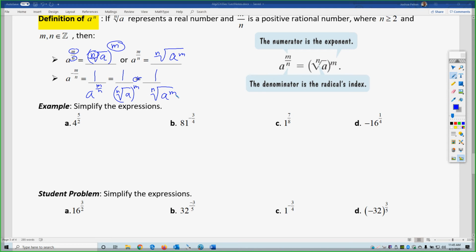Okay, so we go here, and if I rewrote this, it would be the square root of 4 to the 5th, or the square root of 4, to the 5th. I really don't want a 4 to the 5th. I can't do that in my head. But I can do the square root of 4, that's 2. And 2 to the 5th is 32, which is the correct answer.